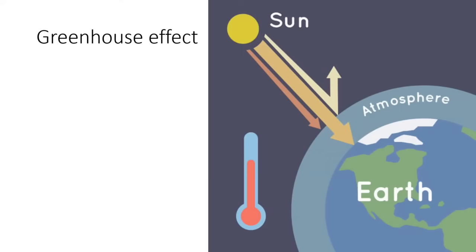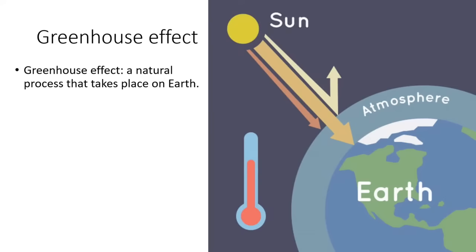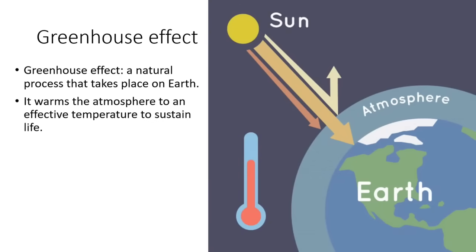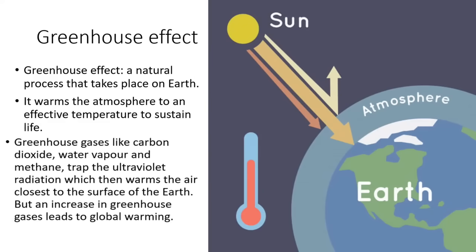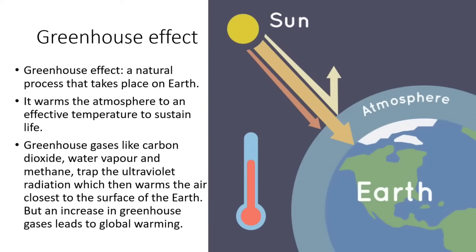An important process that needs to occur on Earth is called the greenhouse effect. The definition of the greenhouse effect is that it's a natural process that takes place on Earth, and it warms the atmosphere to an effective temperature to sustain life. Greenhouse gases like carbon dioxide, water vapor, and methane trap the ultraviolet radiation, which then warms the air closest to the surface of the Earth. But unfortunately, if we have an increase in greenhouse gases, this could lead to global warming.